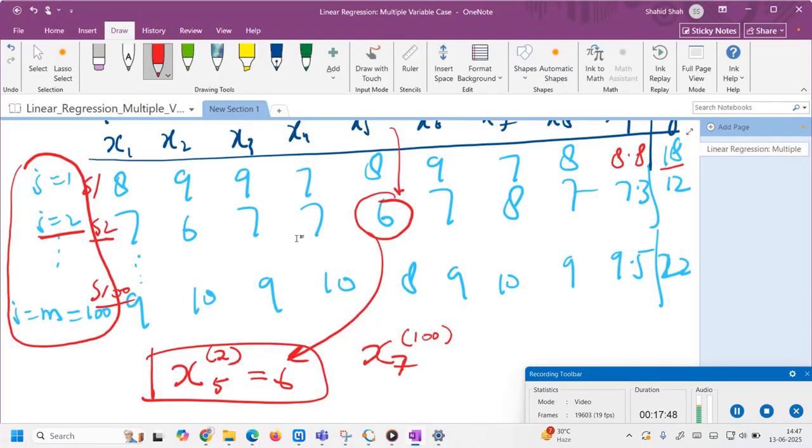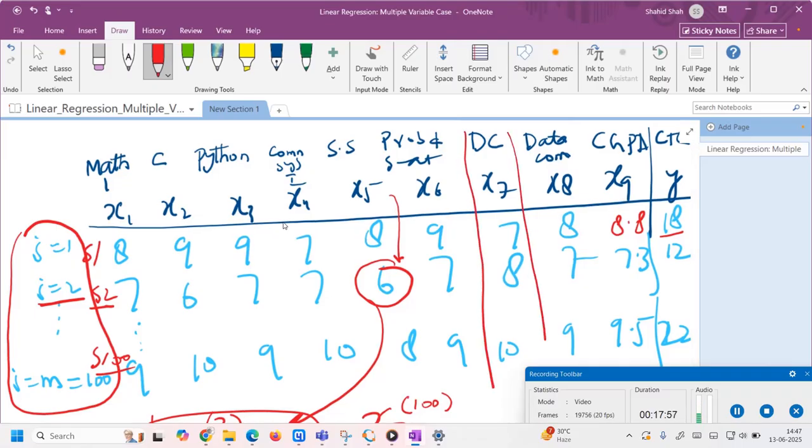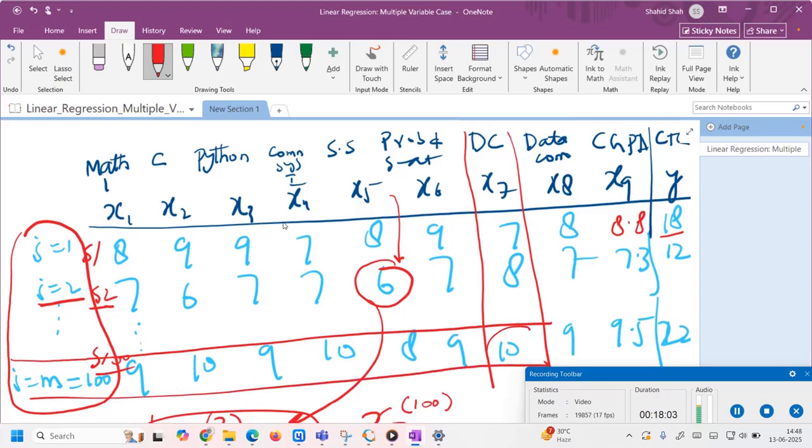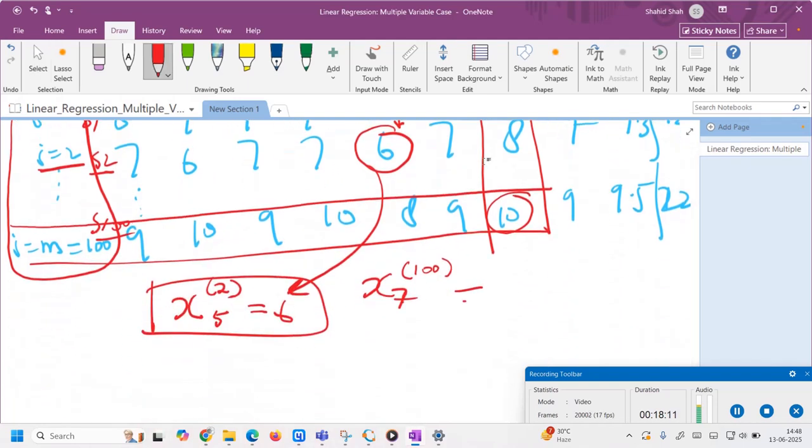Can someone tell me what will be X 10, 7? Good. You can right now pause the video and think about it. So X7 is here. Fine. And m is equal to 100. The 100th row is here. You can just look at this. So it is this 10. So the grade of student number 100 in course digital communication is 10. So this is equal to 10.